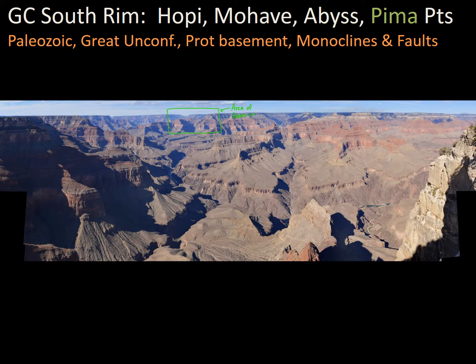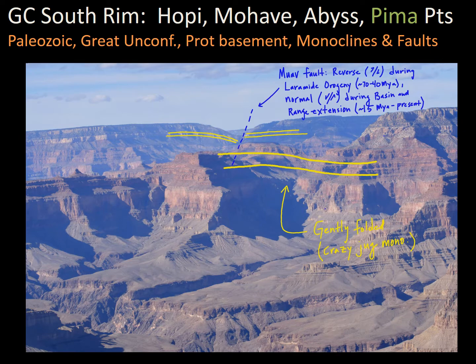And finally, over to Pima Point, which offers another really great panorama view. You can see the river in a few places, here and here. But what I'm going to focus your eye on and talk a bit about is this area. So here we are. This is Point Sublime, and this, as I mentioned, is the Mohave Saddle.